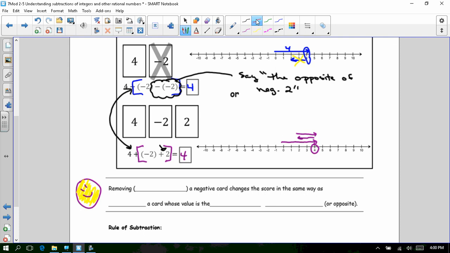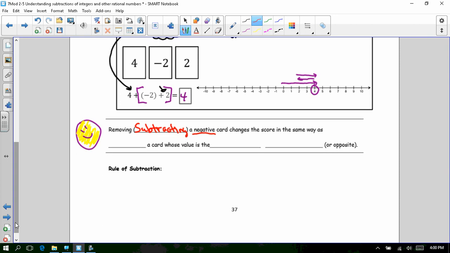Removing, which is subtracting, right? Subtracting a negative card. I'm going to underline the word negative. Subtracting a negative card changes the score in the same way as adding a card whose value is the additive inverse. Because again, look at what we had a minute ago. They were additive inverses of each other, right? That's the additive inverse right there, or the opposite.